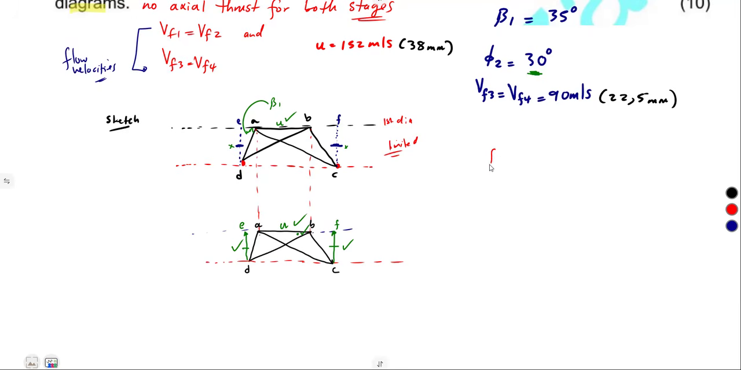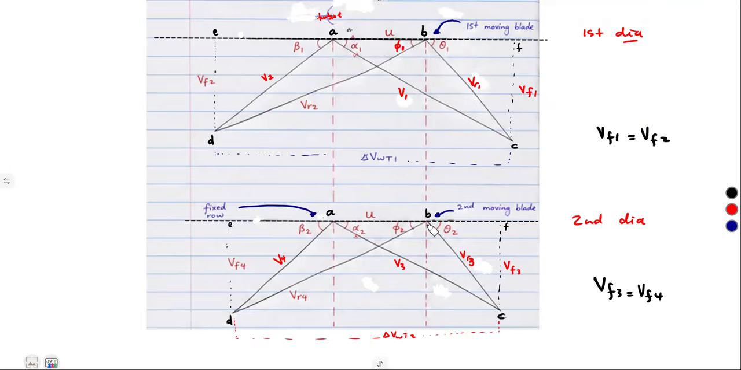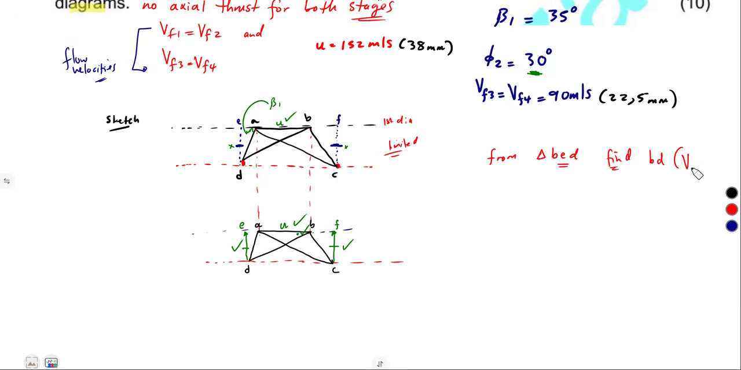So I want you to just do this so that you do not have a lot of things. From triangle BED, calculate the length of BD, which represents what? The length of BD represents our VR4, the relative velocity for the second diagram.